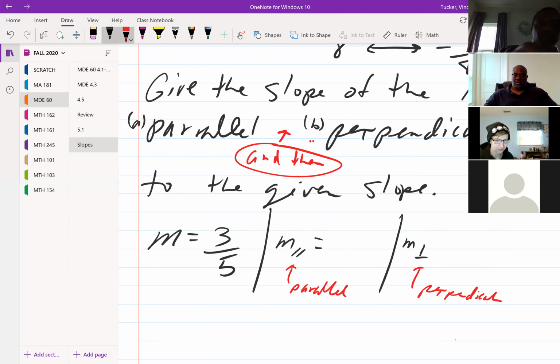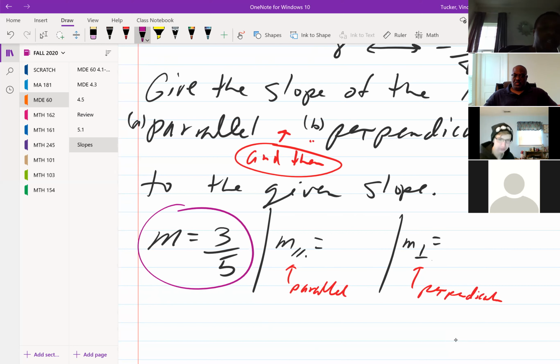All right, so we want to give the slope of the line that is parallel to the given slope and then perpendicular to the given slope. I'm going to use shorthand symbols to represent parallel and perpendicular as we move forward. So our given slope is 3/5.